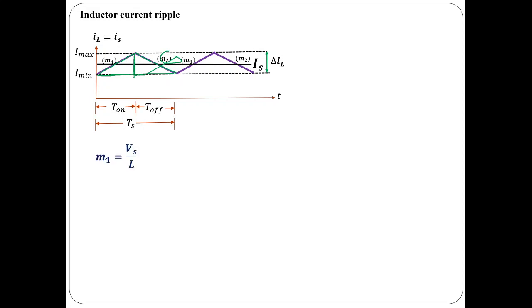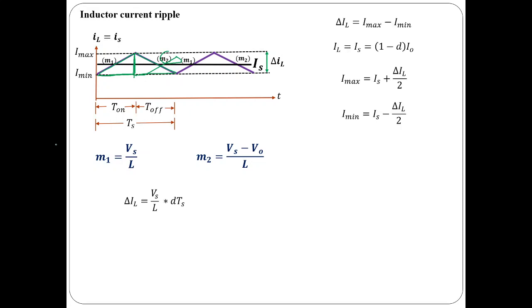So let us try to write that down. M1 we know is equal to Vs by L, and M2 is equal to (Vs minus V naught) by L. Now delta IL is equal to Vs by L into dTs, that is M1 into dTs. Or similarly, delta IL is equal to (Vs minus V naught) by L into (1 minus d) into Ts. So you can use either equation based on the availability of the data.